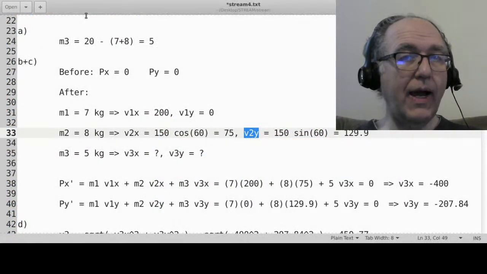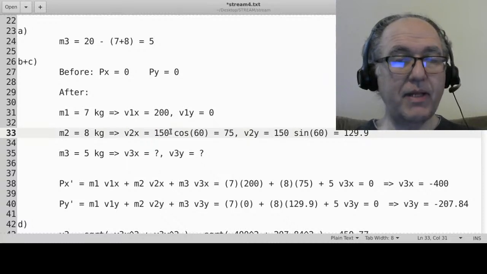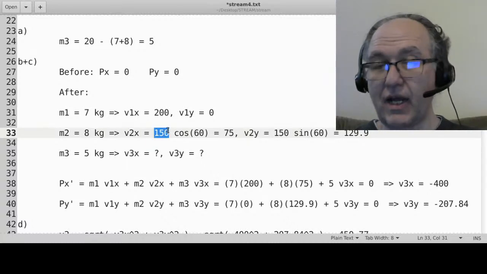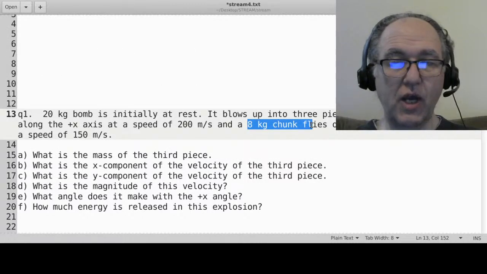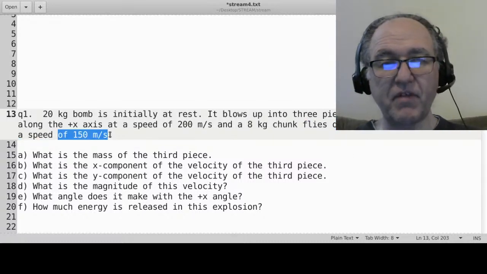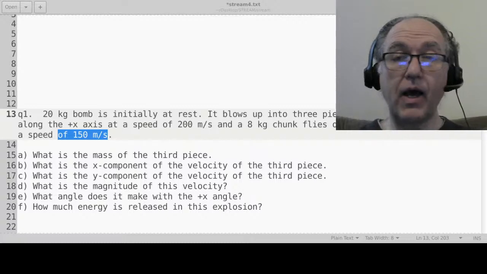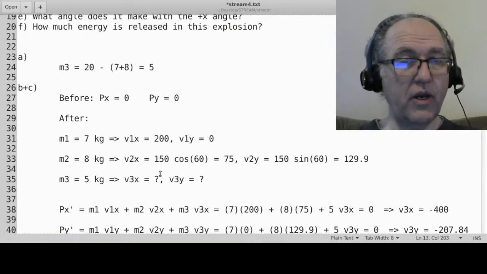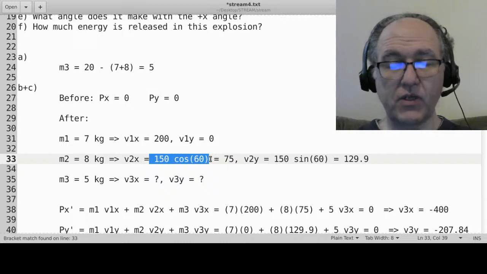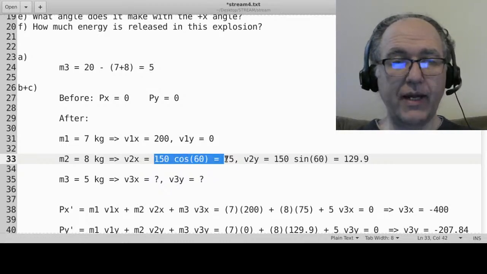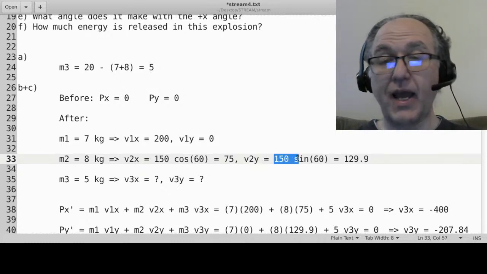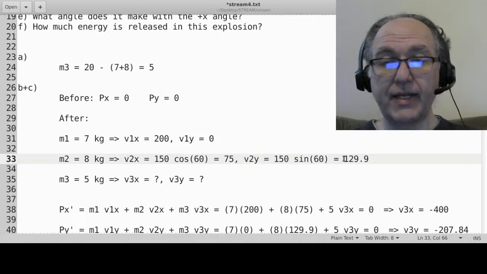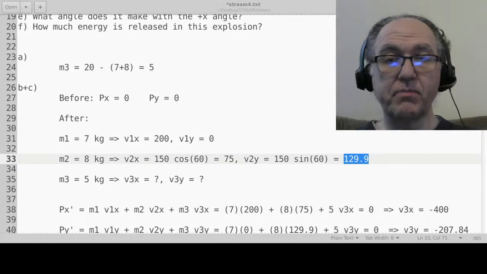So back here, to get V2x, it's going to be the magnitude, and I tell you that it's traveling at 150 meters per second, if you read the problem again. The 8 kilogram chunk flies off at 60 degrees to the x-axis, as we saw in the diagram, at 150 meters per second. So that 150 meters per second, that's the magnitude. Over here we have 150. For the x component, it's cosine 60 degrees, and if you work that out, that turns out to be 75. For the y component, it's 150, but now times the sine of 60 degrees, and that's going to be 129.9 meters per second, okay?